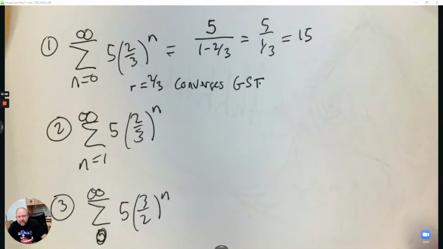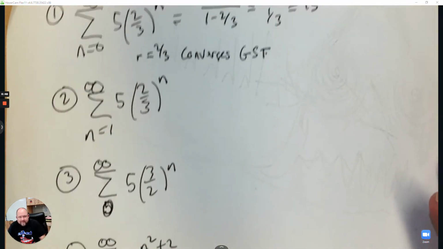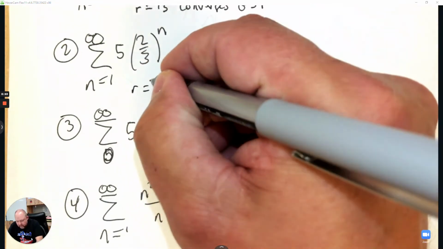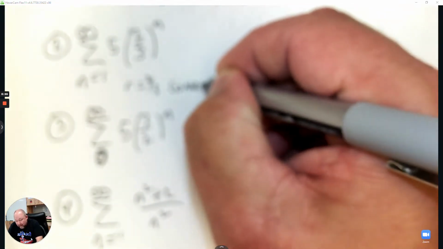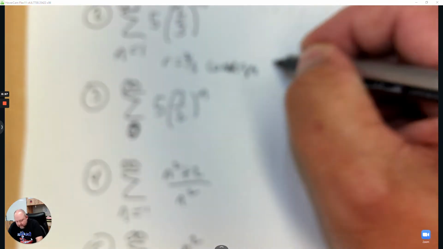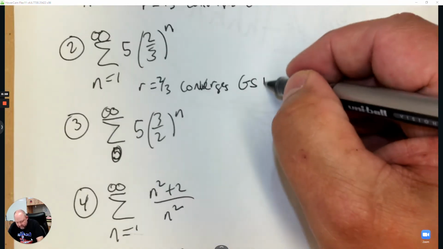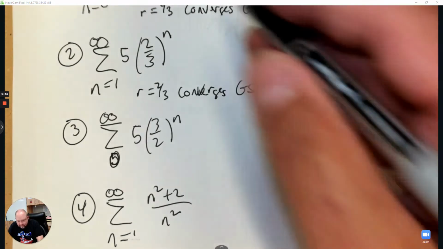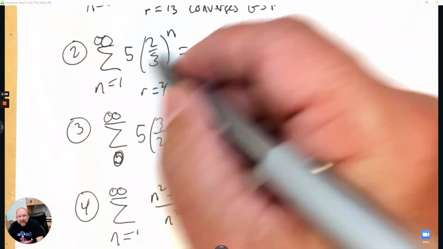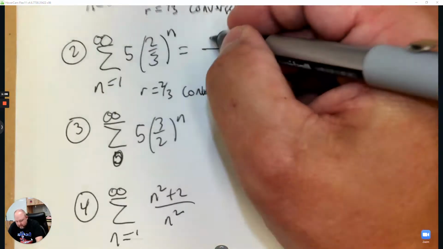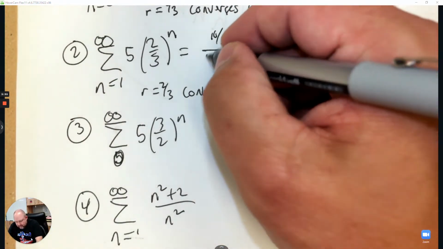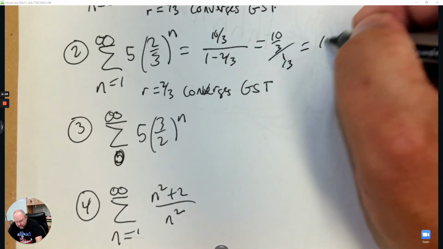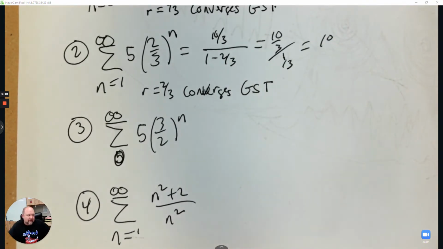Number 2, press pause, see if you can try it. Again, this is geometric. The common ratio is 2/3 again, so again it converges. Why does it converge? The geometric series test, when the common ratio is smaller than 1, it converges. The formula, plug in 1 and you get 10/3, and that's divided by 1 subtract 2/3. So this is 10/3 subtract 1/3. The 3's divide out and the answer is 10.